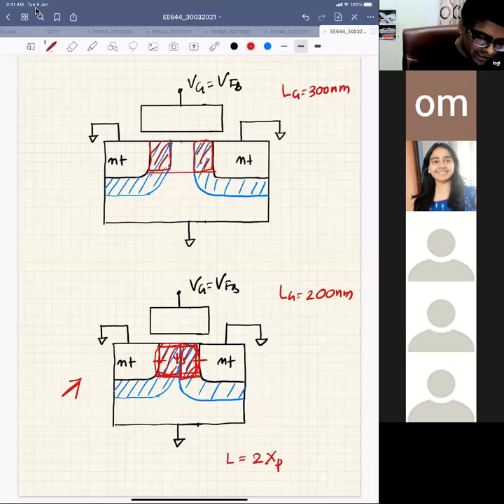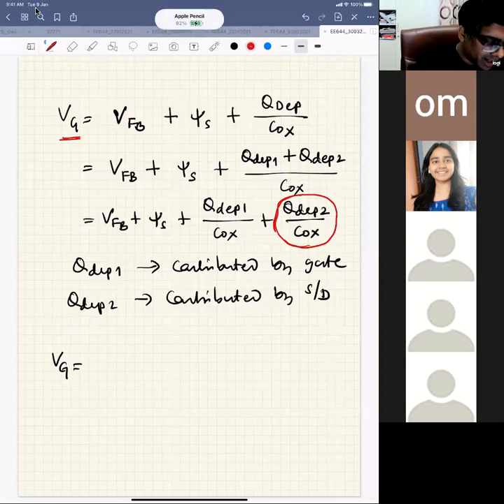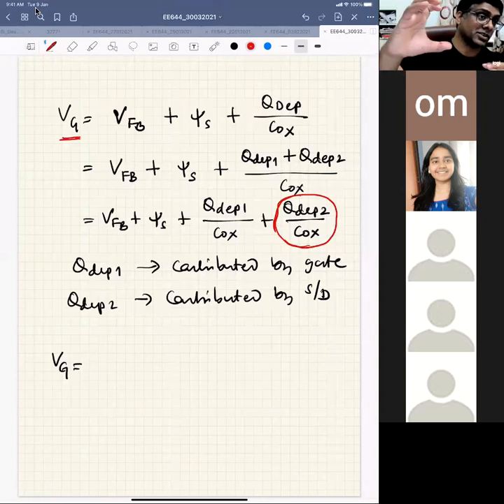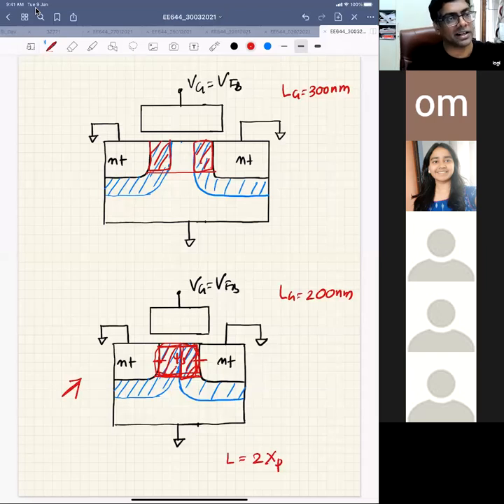Oh, yeah. When there is a drop across silicon, there will be a drop across oxide also, right? Don't think in that way. How do I explain it? When there is a drop across silicon, that means there is an electric field. The moment there is an electric field, there will also be a drop across oxide, right?